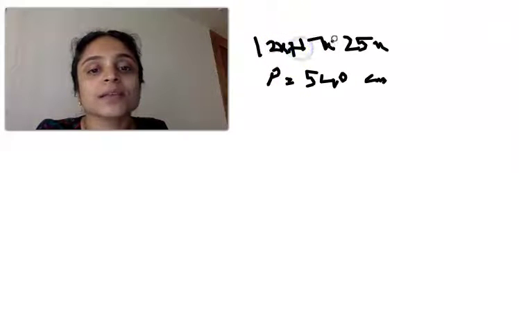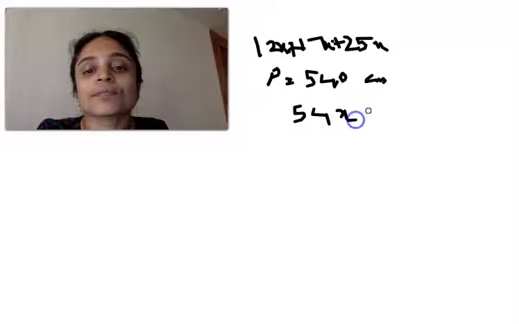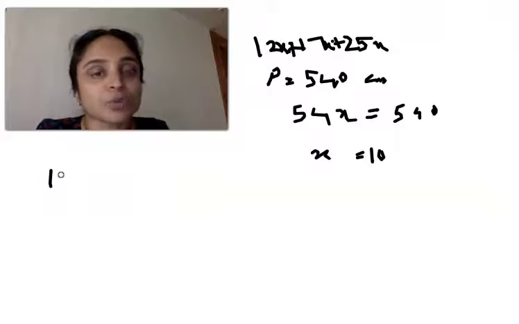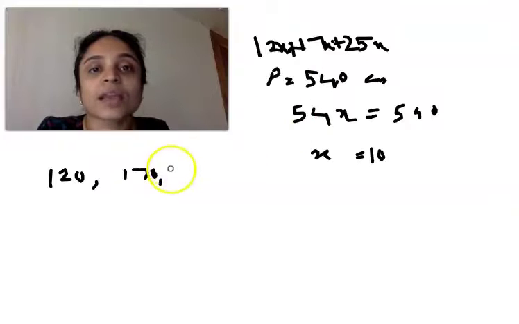So, 12x plus 17x plus 25x equal to 540. Which means 12 plus 17 is 29. 29 plus 25 is 54, right? So, 54x equal to 540. Which means x equal to 540 by 54, which is equal to 10. So, we got x equal to 10. So, what are the sides? 12 into 10 is 120. Then 17 into 10 is 170, right? Now, 25 into 10 is 250.